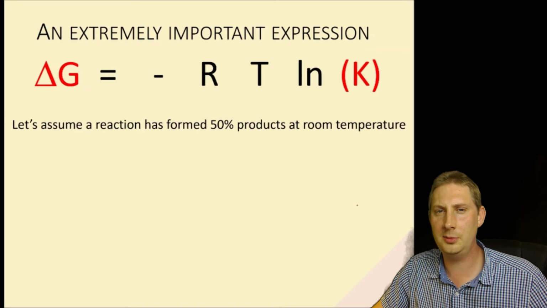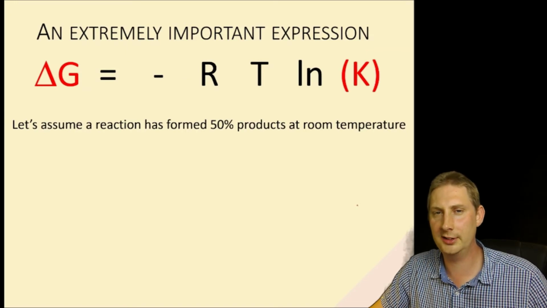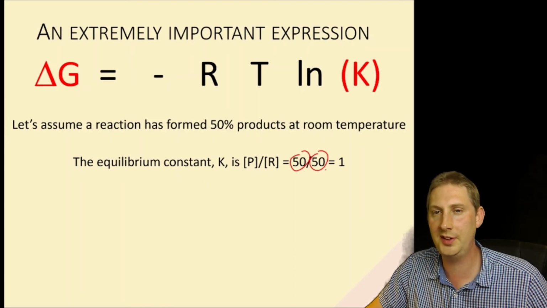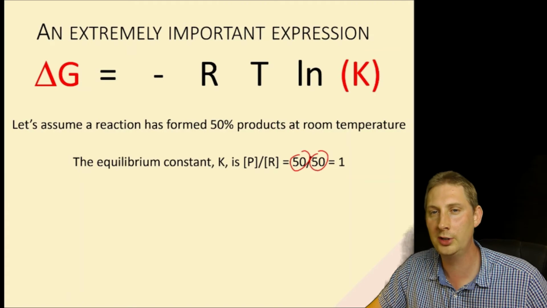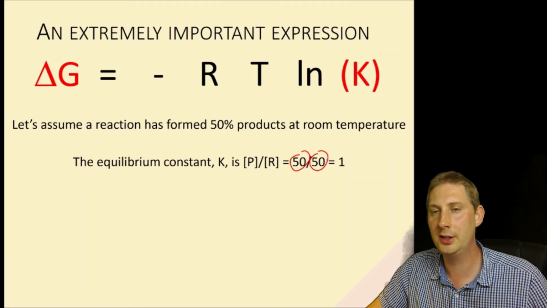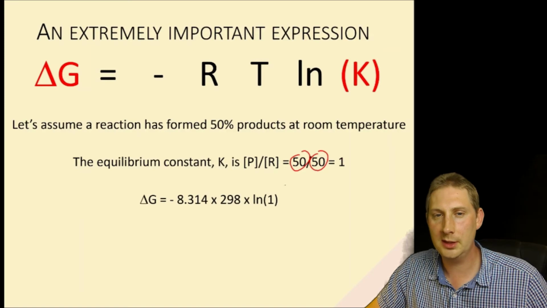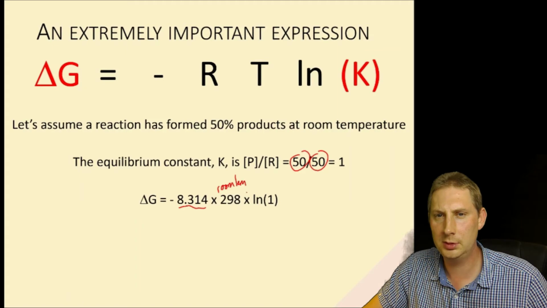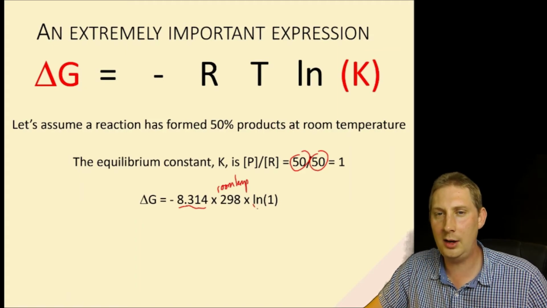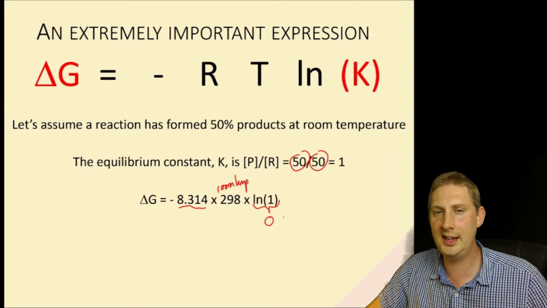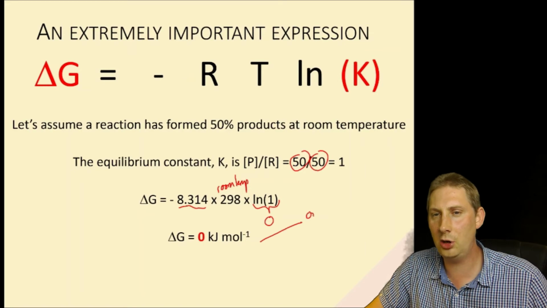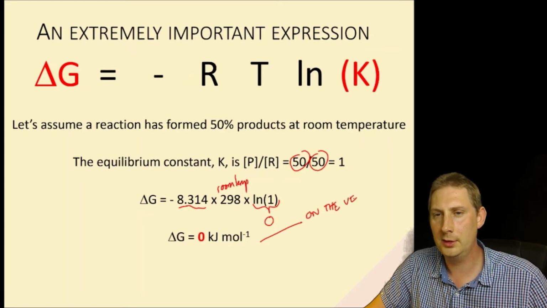So, let's assume that a reaction has formed exactly 50% products. Again, our equilibrium constant K would be something like 50 millimoles divided by 50 millimoles, or 50 moles divided by 50 moles. Concentration, so moles per dm cubed, which equals 1. Delta G is minus R times the temperature, again let's assume room temp, times log of 1. Now hopefully you guys know that the natural log of 1 is 0, so the whole expression is 0. And here we have a reaction that is on the verge of spontaneity.